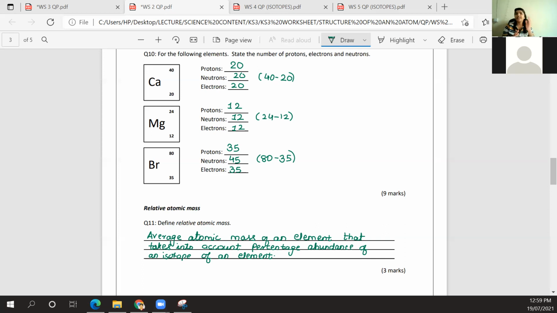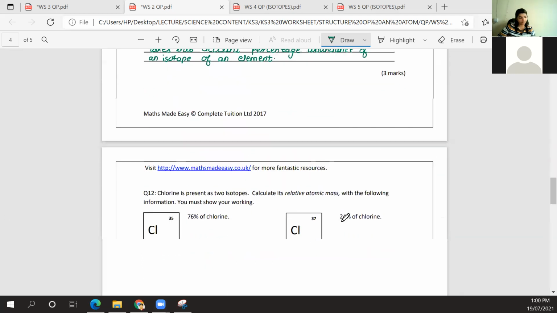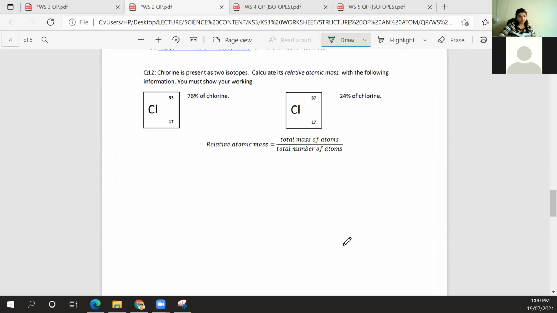So can I say that 70% is chlorine 35? 70% of my 100 molecules has the weight of 35, 20% is 36 and 10% is 37. So we multiply the percentage abundance of that chlorine atom, or whatever atom we are taking, by its atomic mass. We are going to do one question over here.